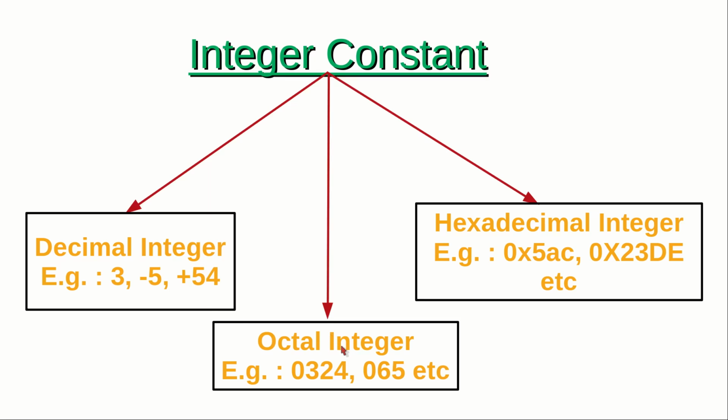Similarly, octal integer refers to any combination of digits from 0 to 7 and with leading 0. So here leading 0 marks that this is an octal integer. This is also an octal integer. Similarly, any combination of digits which is preceded by 0x is considered as hexadecimal integer. So here 0x5ac, 0x23de are examples for hexadecimal integer, and it consists of digits from 0 to 9 and letters from A to F, which can be either capital or small.